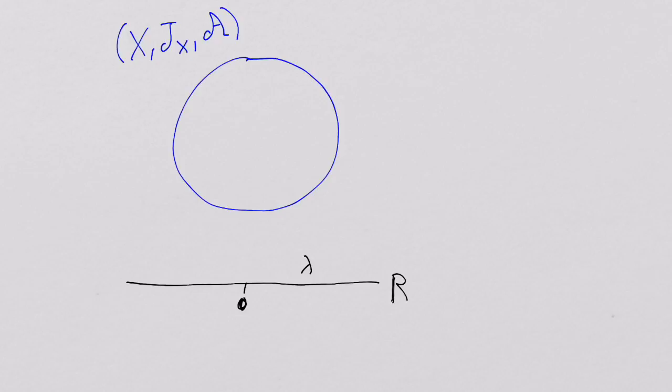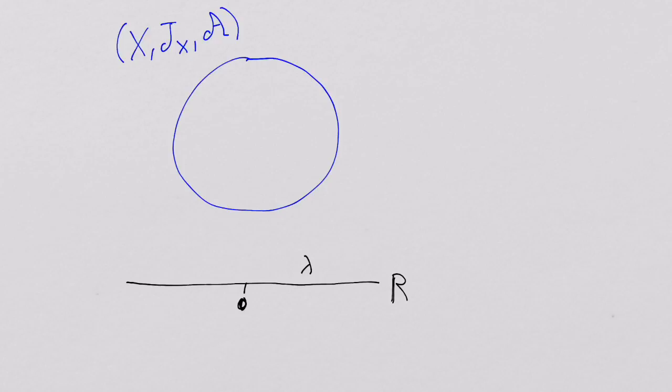Frequently it's done on, say, the open or closed interval, usually the closed interval from 0 to 1. You can do that too. Right now we won't worry too much about that. We'll just talk about the parameter lambda that's on the real line.